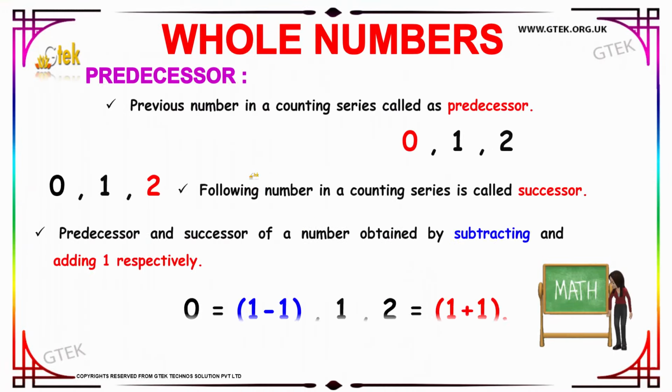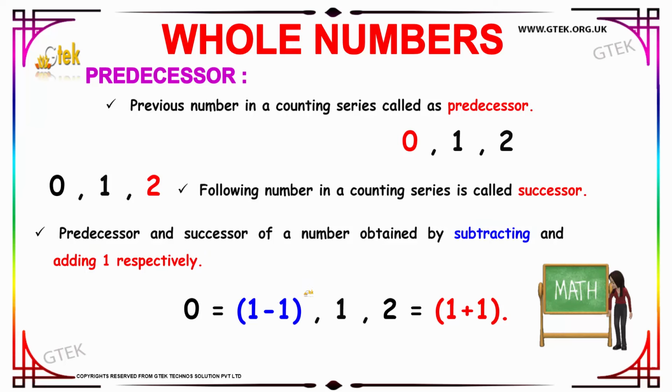What is a predecessor? The previous number in a counting series is said to be the predecessor. If you see over here, 0 is the predecessor to 1 and 1 will be the predecessor for 2. The one which follows a number in a counting series is said to be the successor. In successor, we have an example over here. 2 will be the successor for 1 as 2 comes after 1. And 1 will be the successor for 0 as 1 comes after 0. The predecessor and successor of a number are obtained by subtracting and adding 1 respectively.